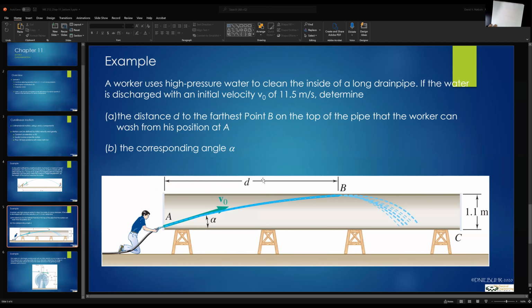So in this one, we have a worker and they're trying to shoot water up to clean out a tube. And so the idea is, what does the angle need to be in order to reach the top, and how far can they shoot the water? And so we're given an initial velocity of 11.5 meters per second. And so what we really want to know is what is the angle that that individual is using and how far does that water go? All right. And we know the top of the pipe is 1.1 meters. All right.